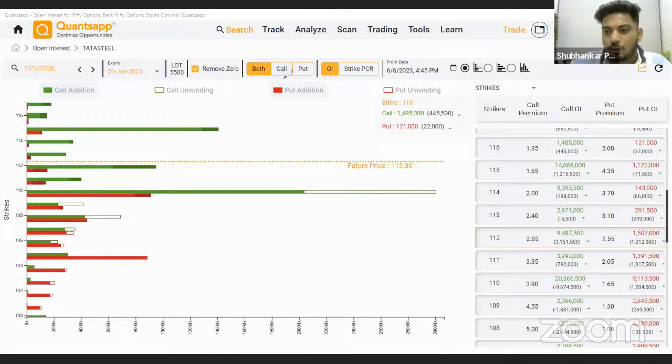You don't need to constantly monitor these things. The only thing is, while initiating a trade, the only two things you need to search for are an instrument above the highest call and where the open interest is unwinding.